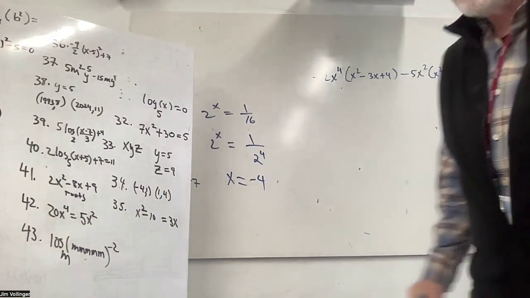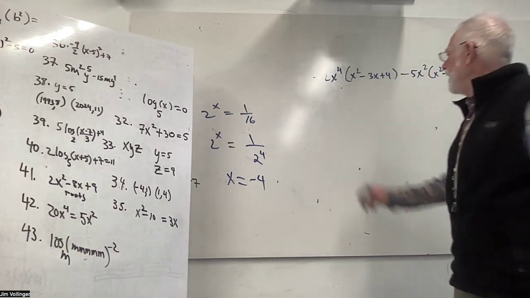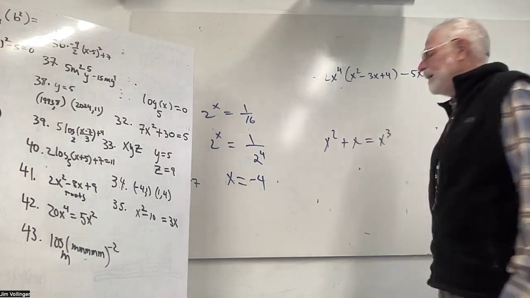All right, I like to do these in columns. It's all about like terms. Okay, and can we add x squared plus x equals x cubed? Can we do something like that?